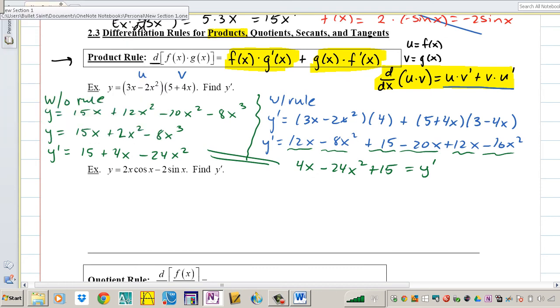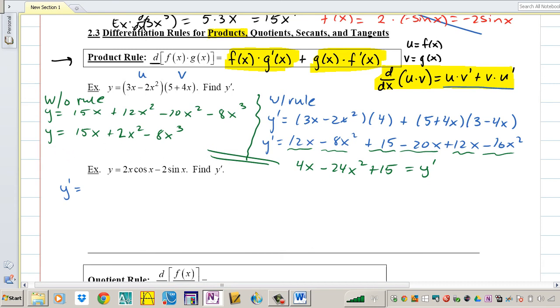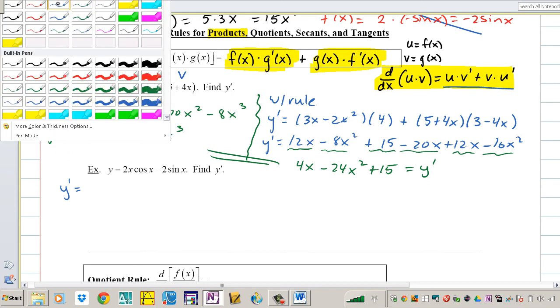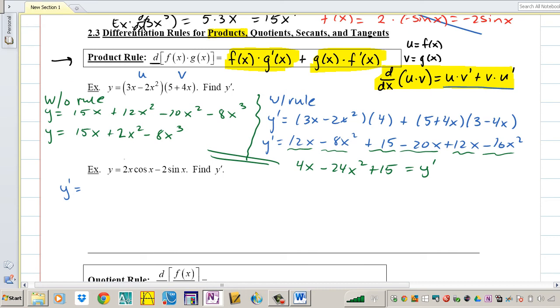Example number 2, and we're done with this video. Example number 2 says, if y is 2x cosine x minus 2 sine x, find y prime. Okay, so let's break this down. Let me go ahead and clean this up just above this, since we already have the answer. Let me go ahead and label this. This is my u, and then this is my v.